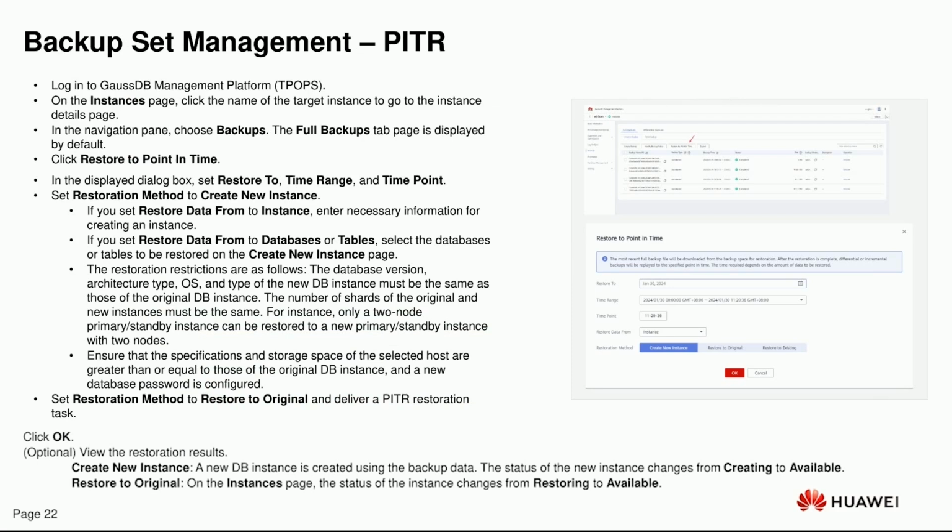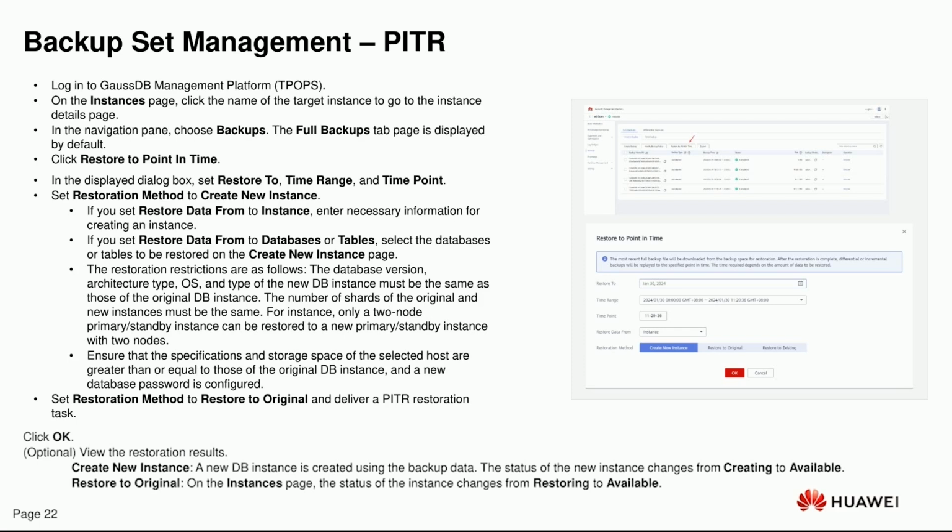Now, let's move on to the PITR restoration process. First, log in to GaussDB management platform. Second, on the Instances page, click the name of the target instance to go to the Instance Details page. Third, in the navigation pane, choose Backups. The Full Backups tab page is displayed by default. Fourth, click Restore to Point in Time. Fifth, in the displayed dialog box, set Restore To time range and time point.